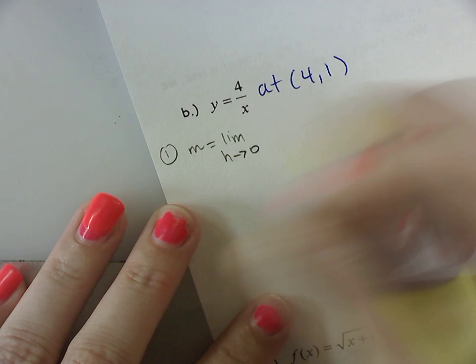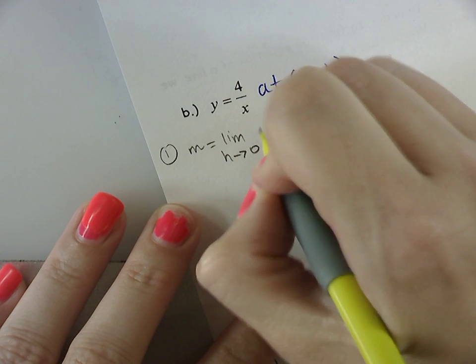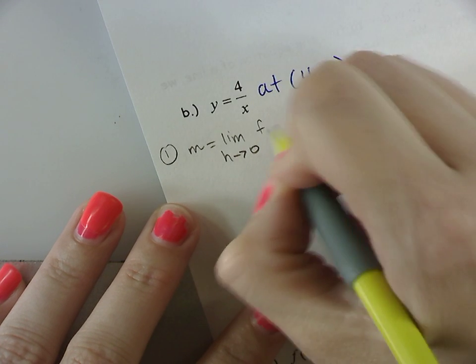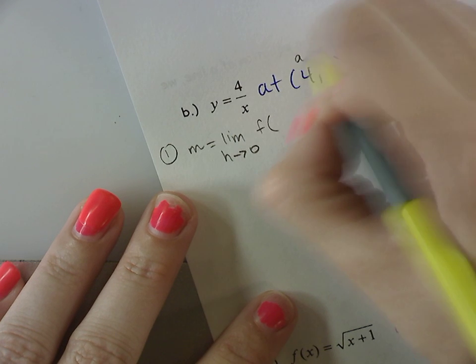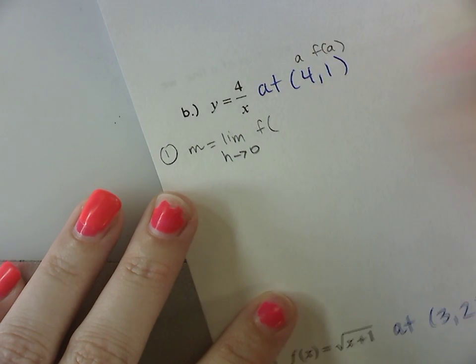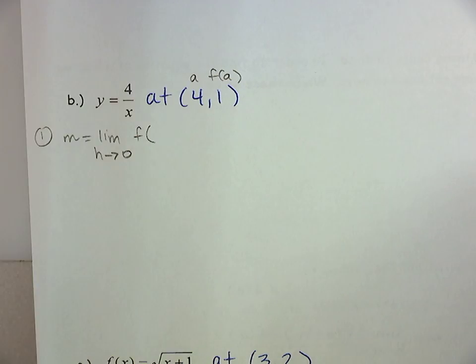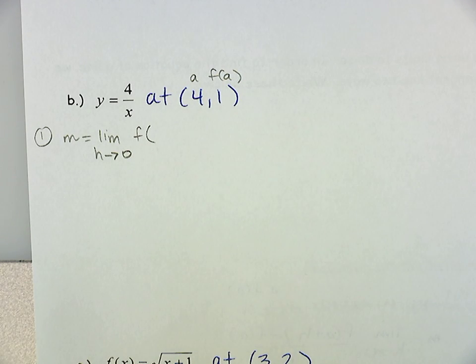So the M equals, the limit as H goes to 0 of F of 1 plus H. Or sorry, in this case it'll be something different. So you have A, your F of A. Okay, so see if you can fill that part in. So just do steps 1 and 2, and then I'll do the rest of it.